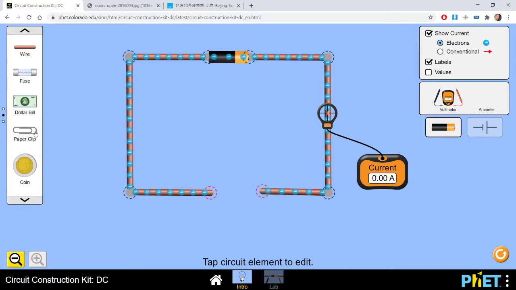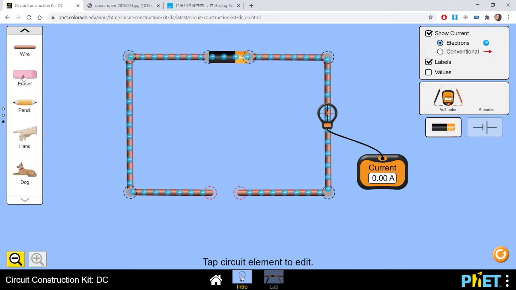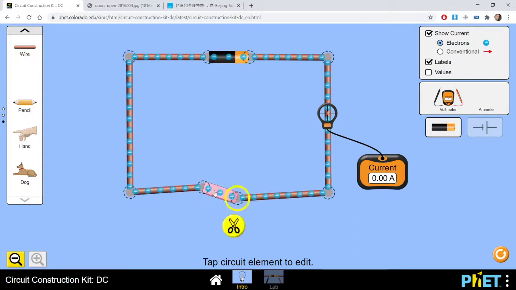Some of them, for instance the paperclip, when you put that into the circuit, it does something like that. Don't worry about that. Just notice that the little symbols in the circuit, the charges, are going around. So that's working. I know it's on fire, but we'll say that that's working. If you put in something like the eraser, that's American for rubber, they don't move.